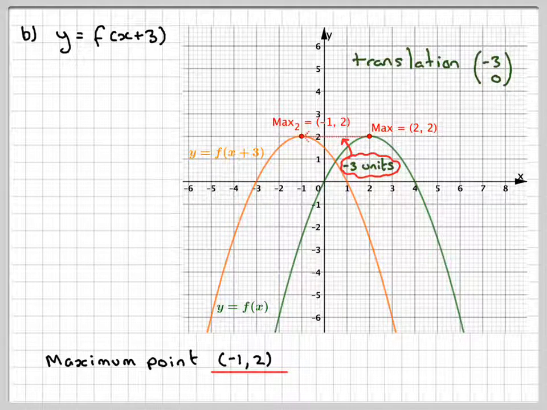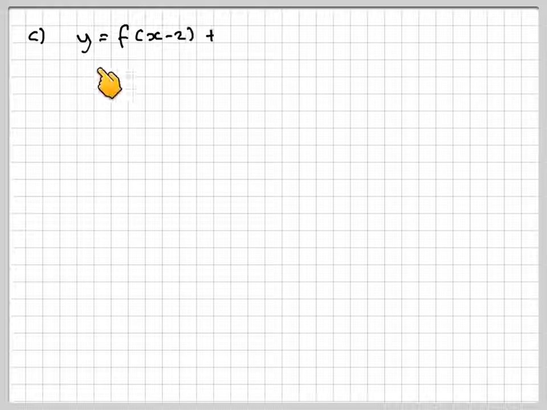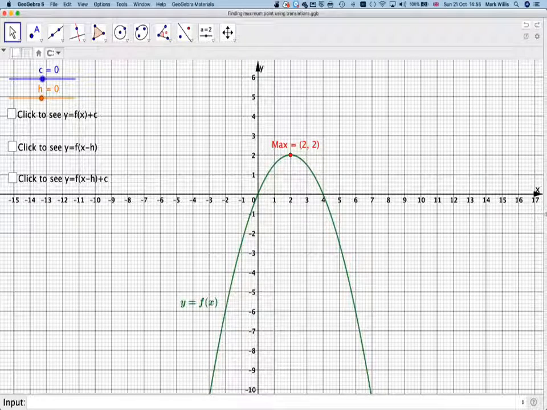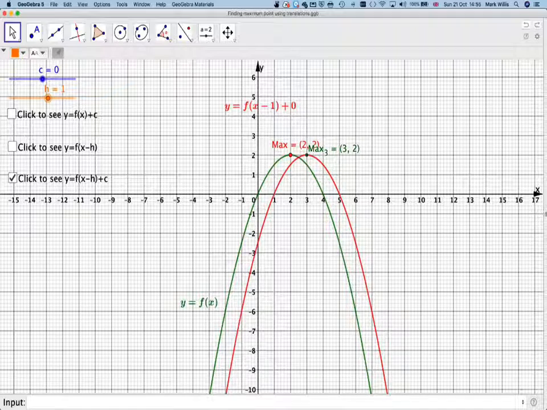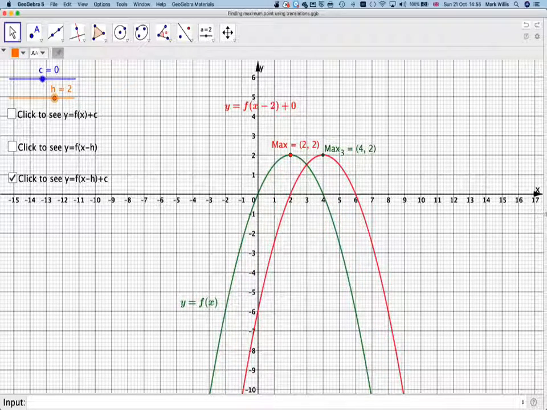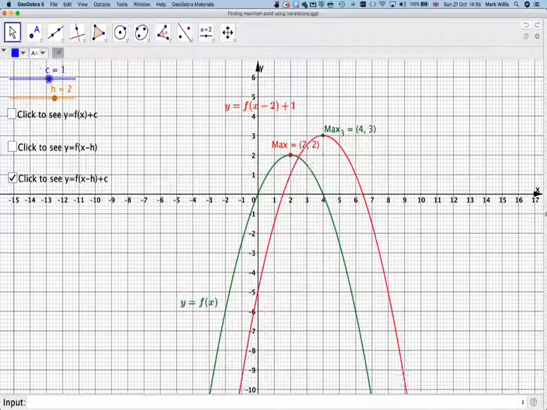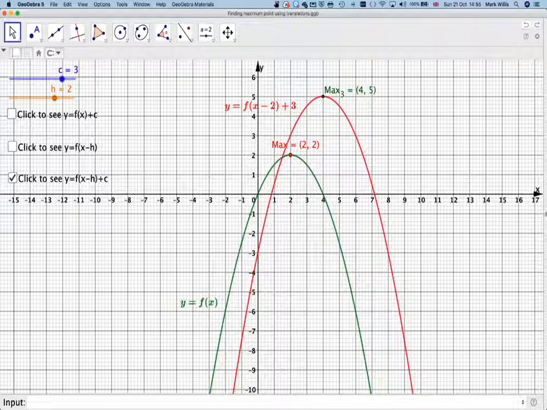Right, so in the third case, we've got a mixture of two things. We've got y is equal to f of x minus 2, plus 3. So if I go to my GeoGebra app, in this one I'm going to click this one here. So this has got a mixture of h and c. So h has to be 2, and c has to be 3. Okay, so you can see what's happened here is that every point has been moved 2 along and then 3 up. And this gives me y is equal to f of x minus 2, plus 3.